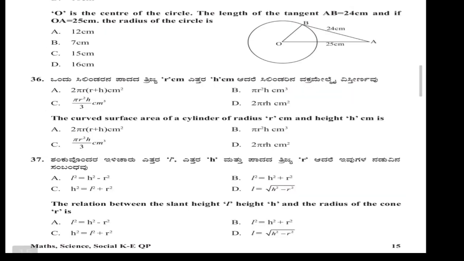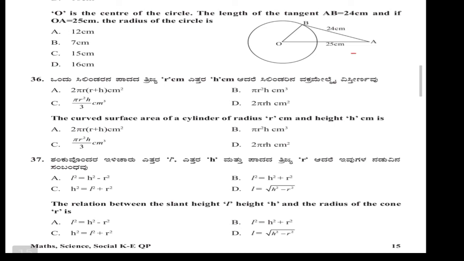35th one. O is the center of the circle. The length of the tangent AB is equal to 24 cm, and if OA is equal to 25 cm, the radius of the circle is. Here they gave a circle with two sides, 25 centimeter and 24 centimeter. We don't know the other side. We need to find out OB.